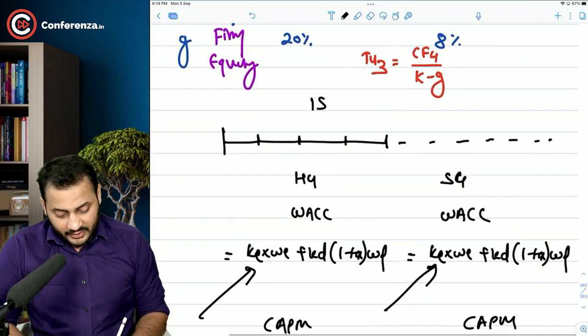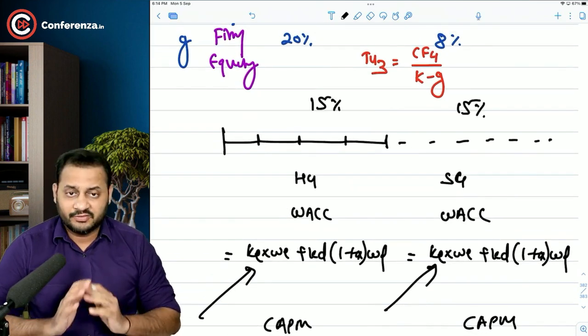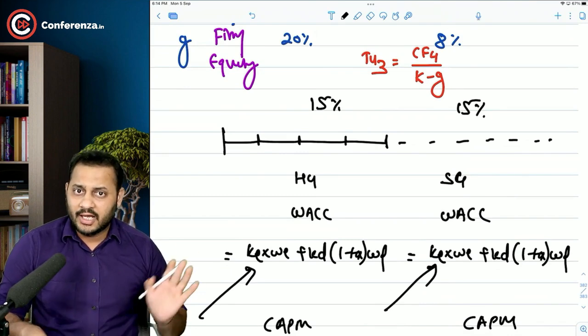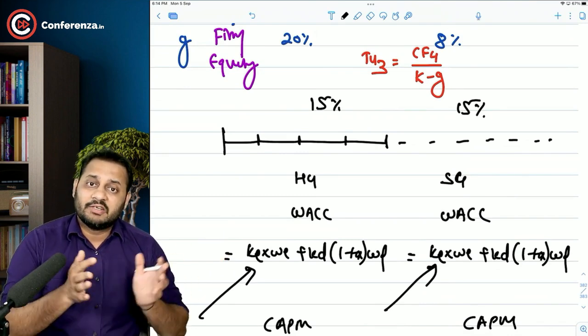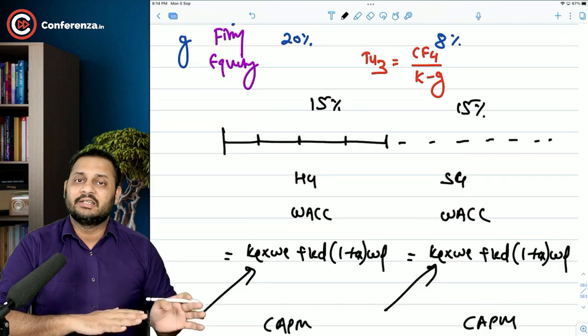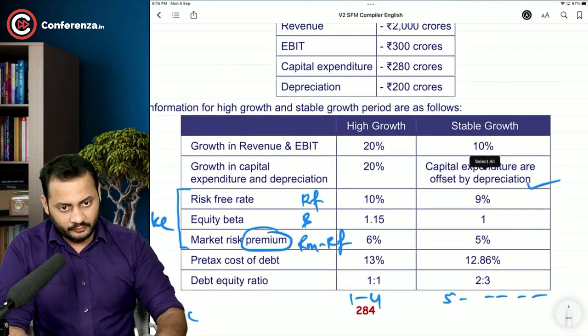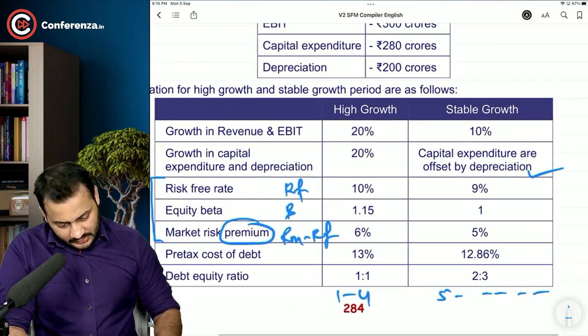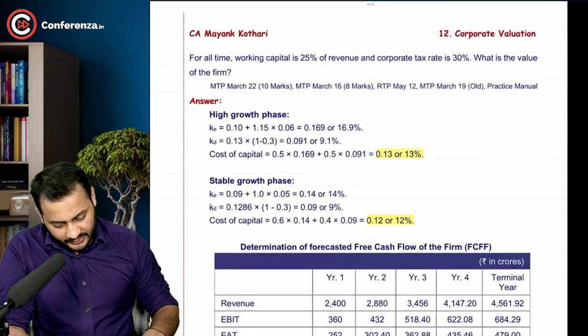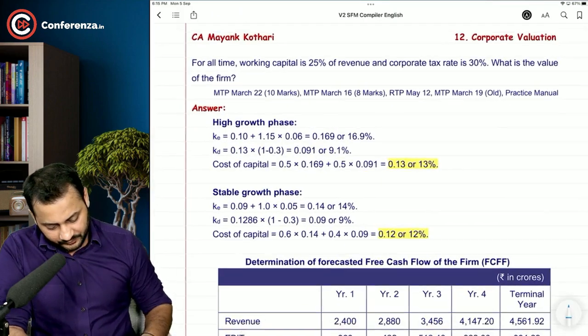That's something new. In the previous question, it was directly given as 15%. No need to calculate. Plus it was the same for all the phases, high growth and the stable growth as well. So let's have a look now. I have explained pretty much everything.